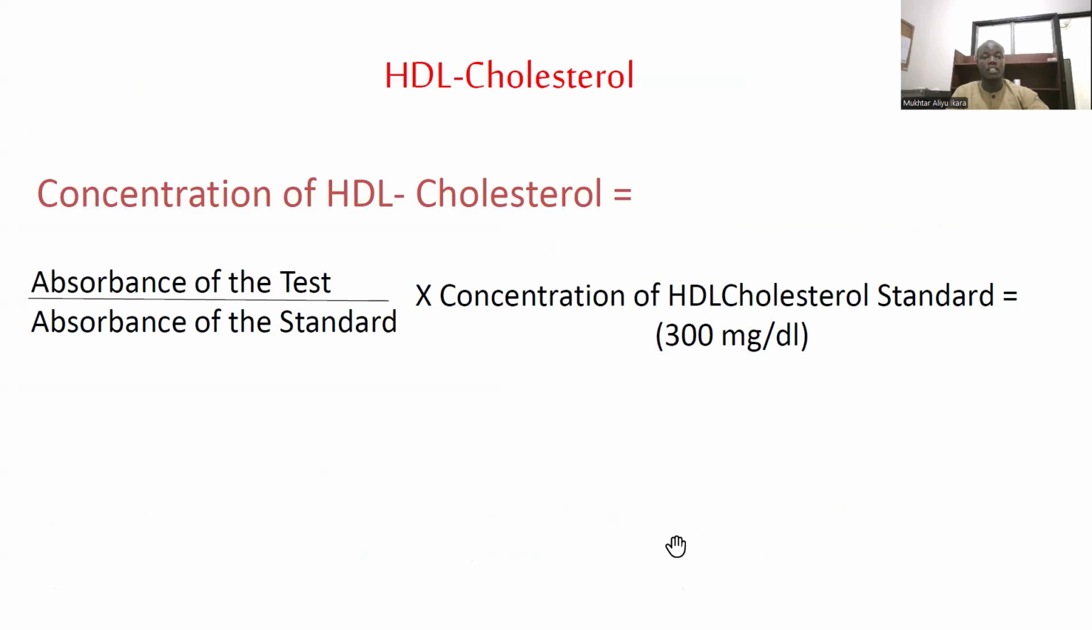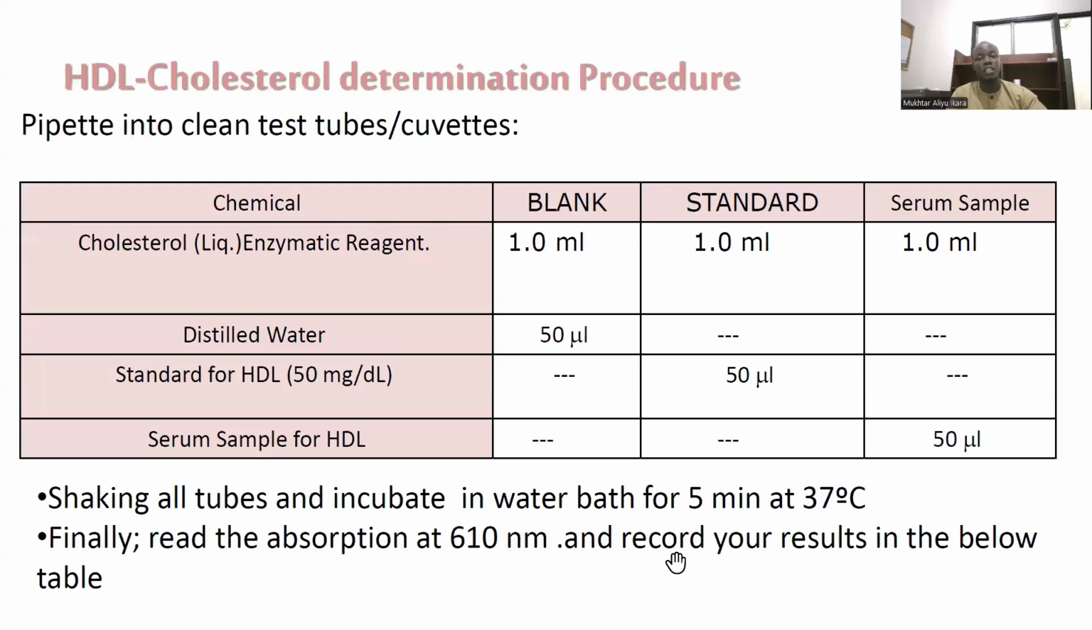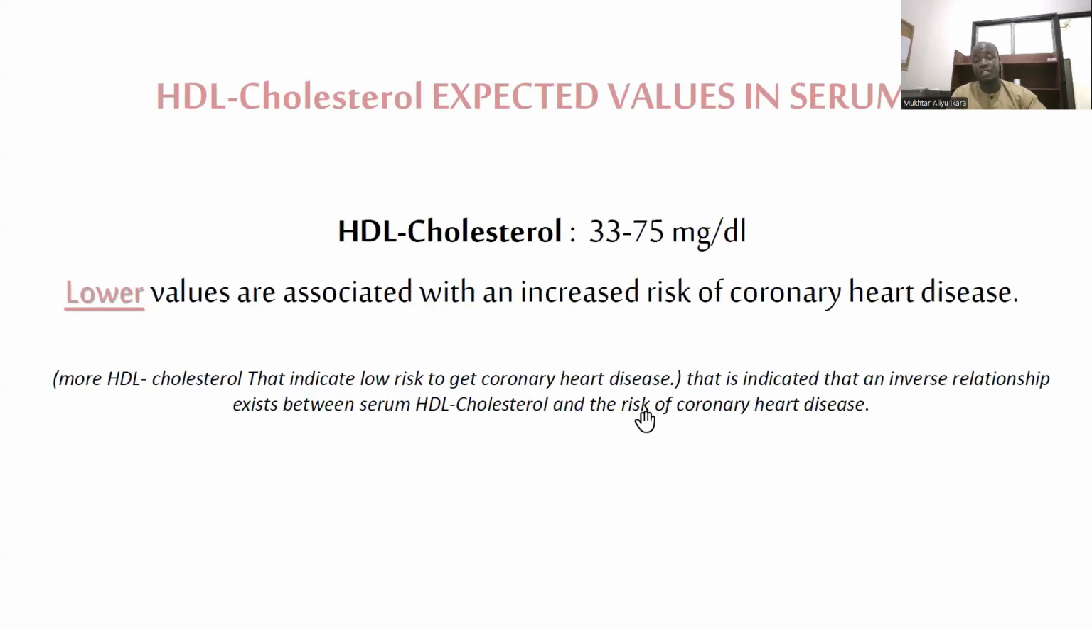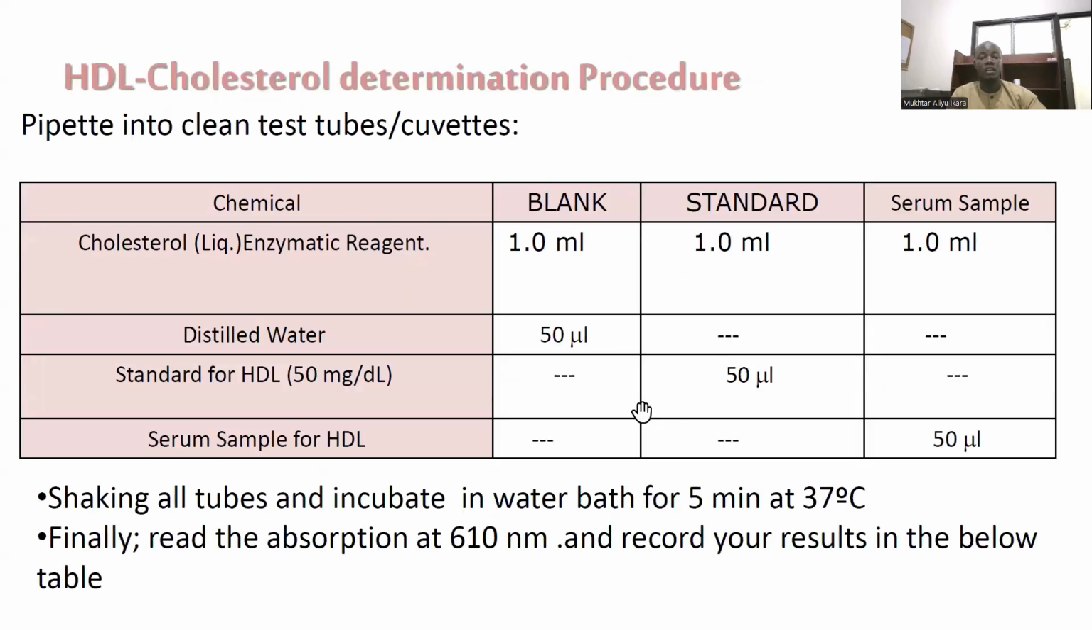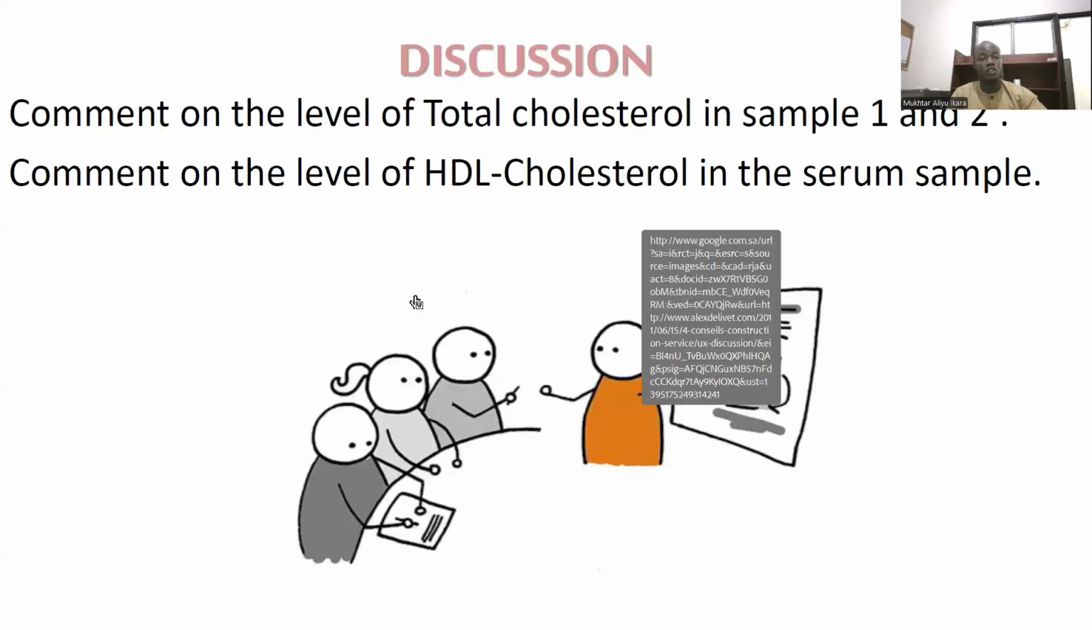After you record it, the next thing is to calculate the concentration of the HDL cholesterol. You take the absorbance of the test, divide it by the absorbance of the standard, times the concentration of the HDL cholesterol standard, and the concentration of the HDL cholesterol standard is 300 milligram per deciliter. After you do that, you compare it with the standard value, which is 33 to 75 milligram per deciliter. Then after that, the discussion.